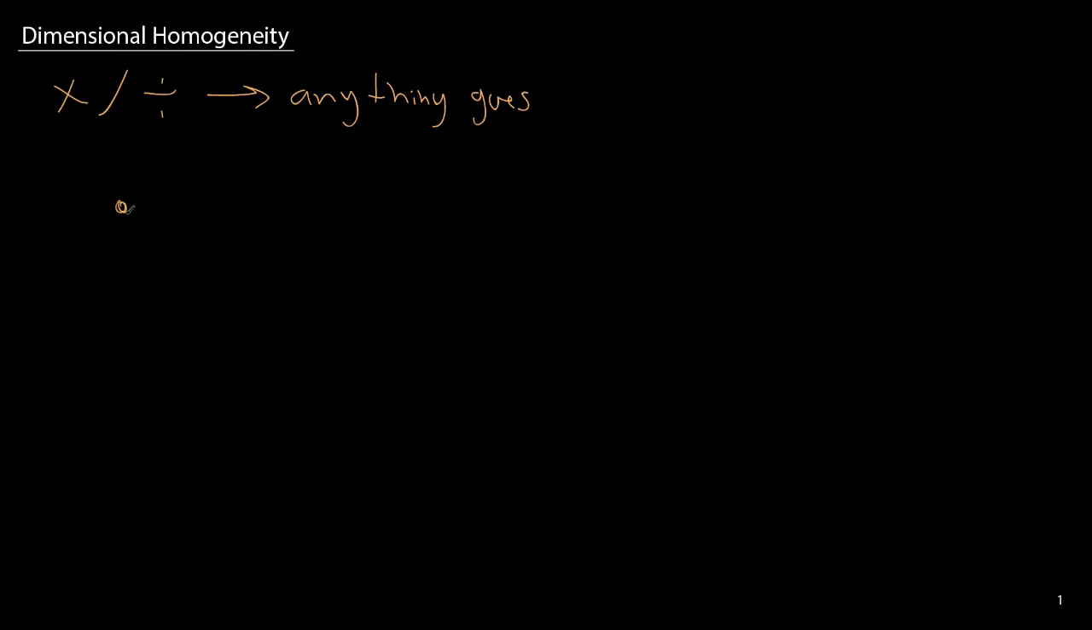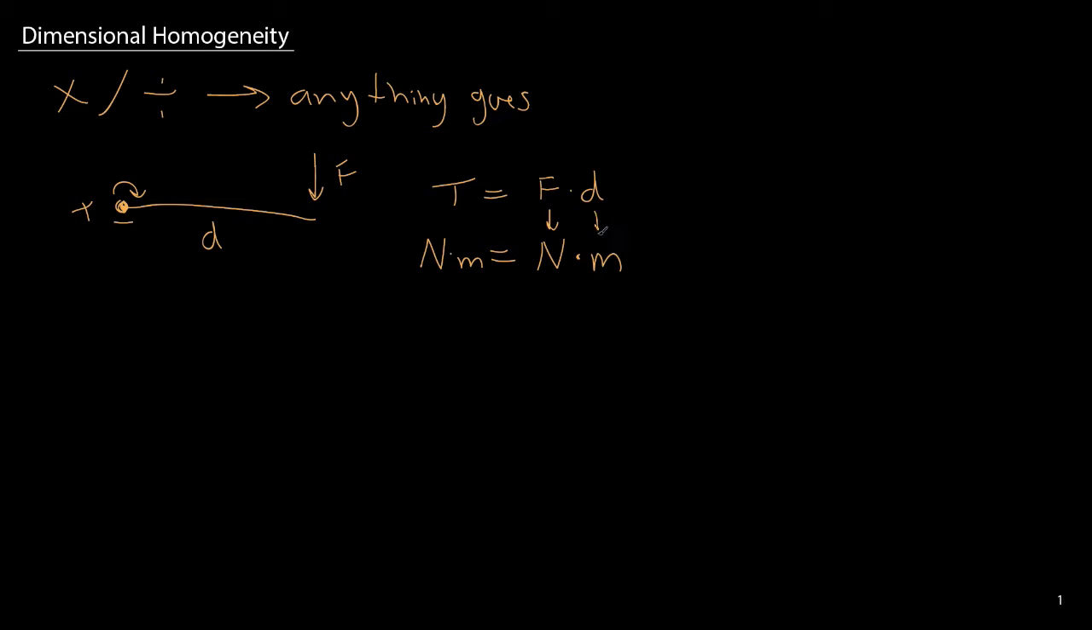Let's use torque as an example. If we have some lever arm that's fixed at some point over here, and we apply a force down at the end of it, the torque on this point is going to be the force times the distance. Torque has units of Newton meters or foot-pounds, some force times some distance, which is exactly the product of the individual units, force and distance.